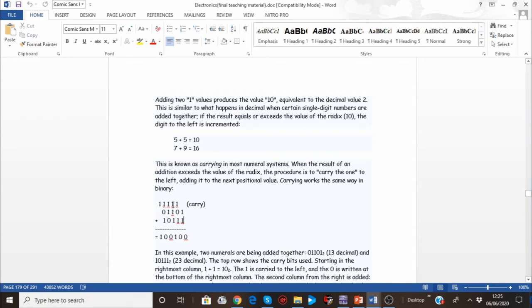Now you have 1 and 1, which gives you 0 with a carryover, and this 1 will just drop down here. And then 1 and 1 again, 0 with a 1 carryover, 1 and 1, 0 with a 1 carryover, there's nothing down here, it just drops down here. So this is your value. This is how you add.